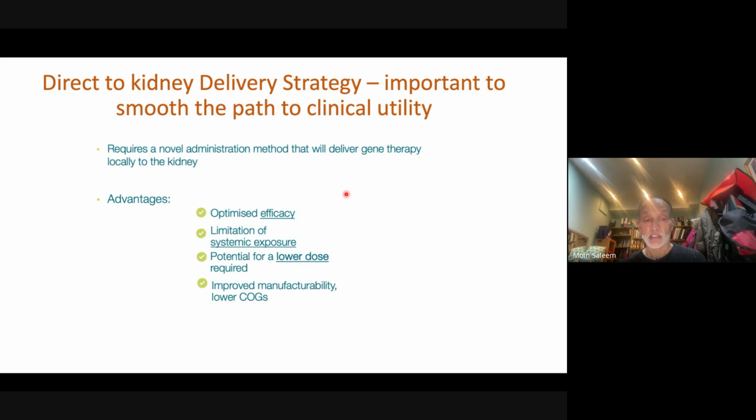So in terms of that direct delivery, this was a key part of what we wanted to achieve, because as I've shown you in the mouse, you get quite a lot of off-target delivery of the virus, and that could be a problem, and that might not allow you to get through the regulators like the FDA to allow you to go into human trials. So we needed a novel administration method that delivers locally to the kidney, and that's what we've worked on over the last couple of years. And the advantage of that is you can optimize the efficacy of what you're delivering with lower doses, you limit the systemic exposure, and it also improves manufacturability. So-called cost of goods is lower because you're using lower doses.